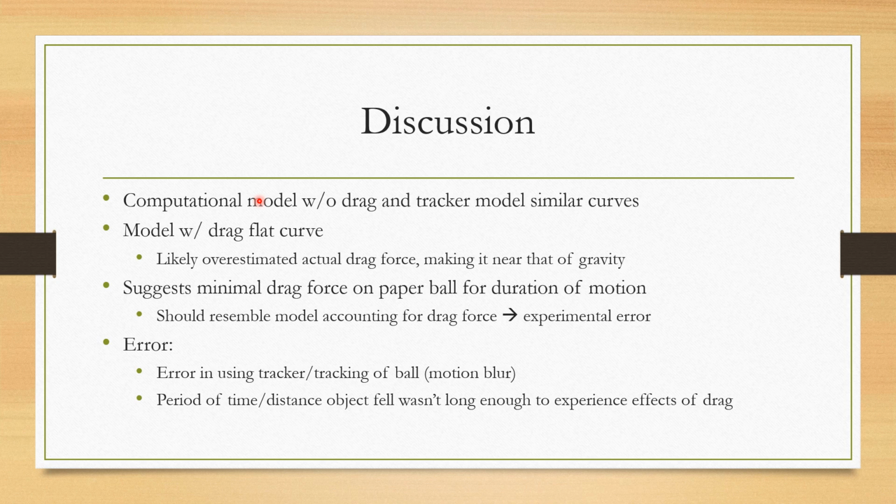So the computational model without drag and Tracker actually model similar curves, but the model with the drag has a flat curve, which is likely because it overestimated the actual drag force, making it near that of gravity, which suggests minimal drag force on the paper ball for the duration of motion. It should resemble the model for drag force, but it didn't, so it could be experimental error, which could be error in using Tracker or the period of time.